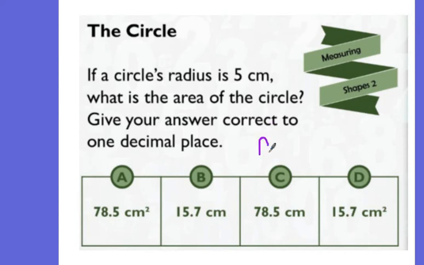Right, let's go through the answer. We've got area is equal to pi r squared. This time r is equal to 5. 5 squared is 25, so my area is 25 pi. And if I type that into my calculator, the correct answer is C, 78.5.